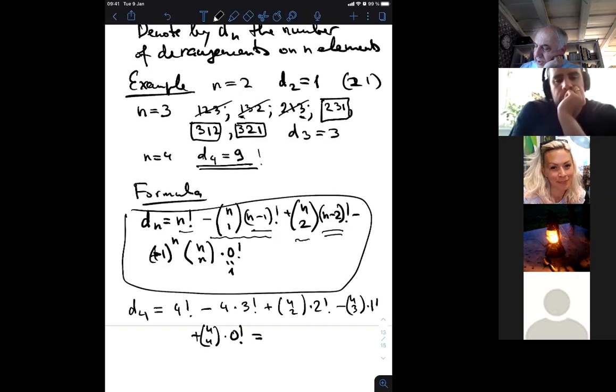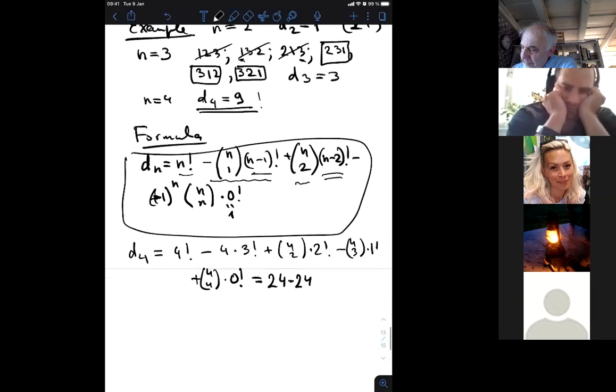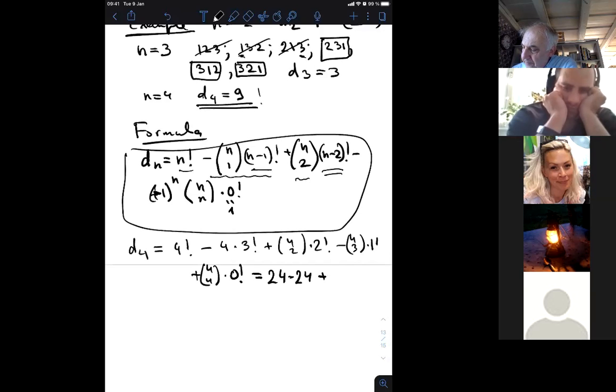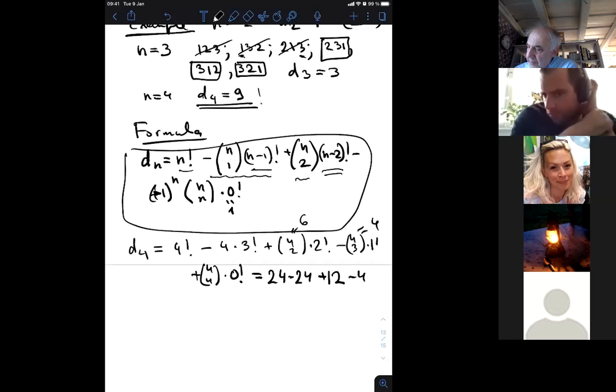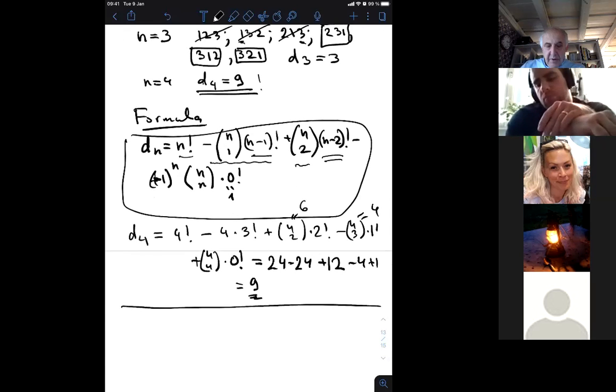Okay, so what do we get here? 4 factorial is 24. 3 factorial is 6 times 4, so we are removing 24. Now here, this is 6, and 4 choose 2 is 6, so it will get us 12. So this is 24 minus 24 plus 12 minus 4 plus 1. So we'll be getting totally 9, as I suggested.